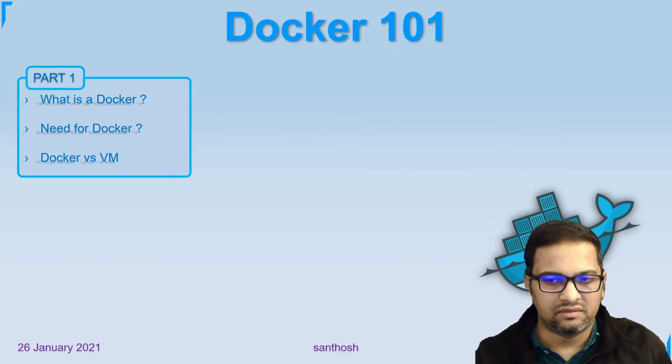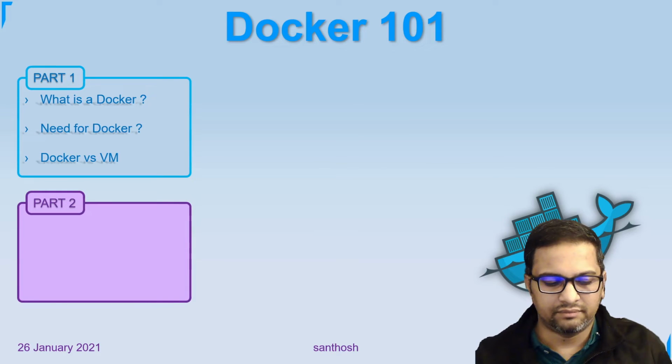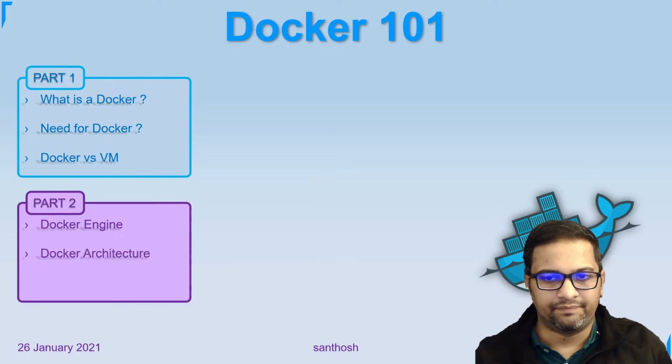With this basics, we'll move on to the second part. This is a dive into the Docker architecture. For example, the major component in Docker technology is the Docker engine, and we'll be seeing how this is built up, and then I'll give you a basic workflow of how the Docker architecture looks like.